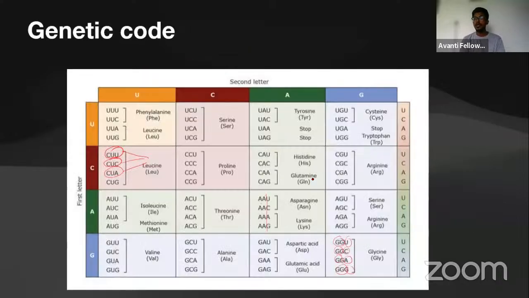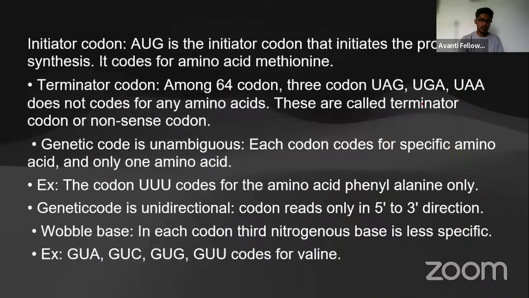So in total, we have 64 codes. Out of 64 codes, 61 code for amino acids, correct? And 3 of the codes do not code for any amino acids. These 3 codes are called nonsense codes. Why do we call them nonsense codes? Because no specific amino acids are assigned to these. What are the nonsense codes? UAA, UAG, and UGA are the three codes which do not code for any amino acids.